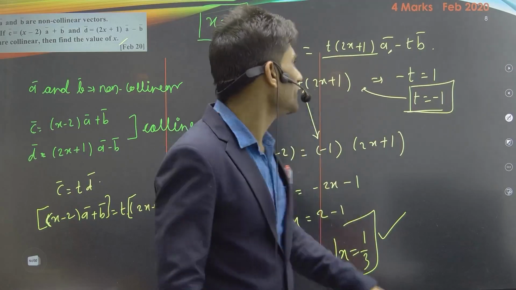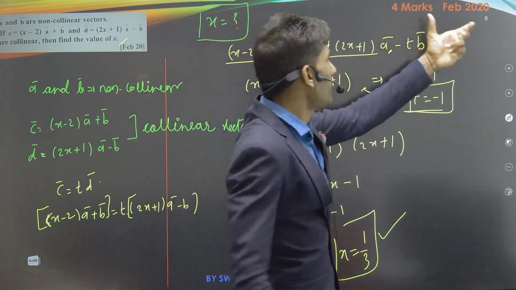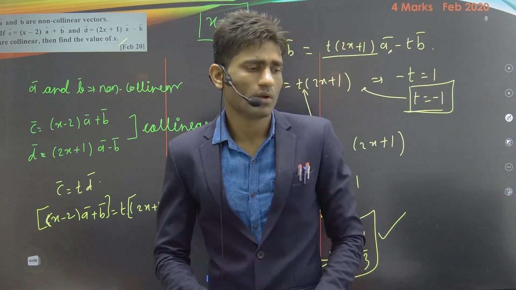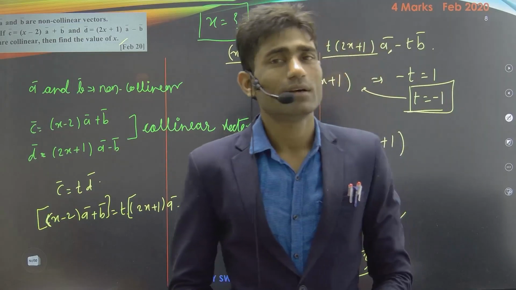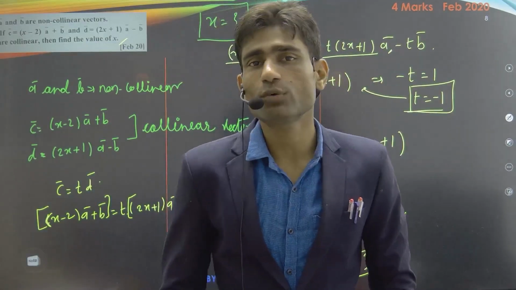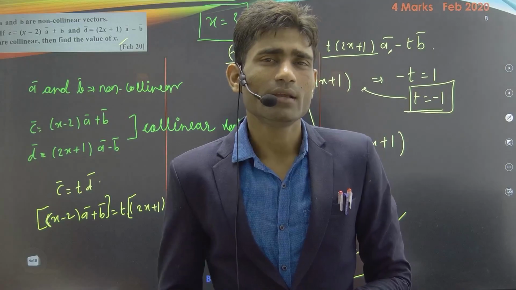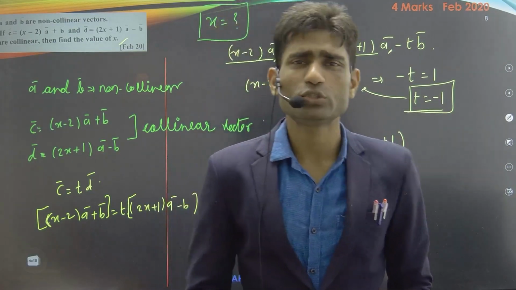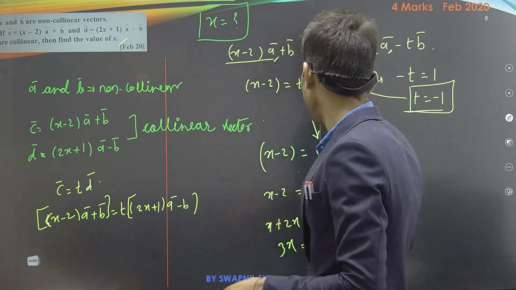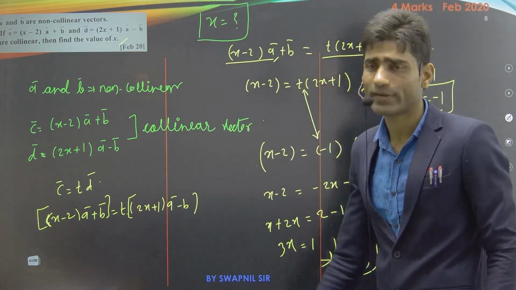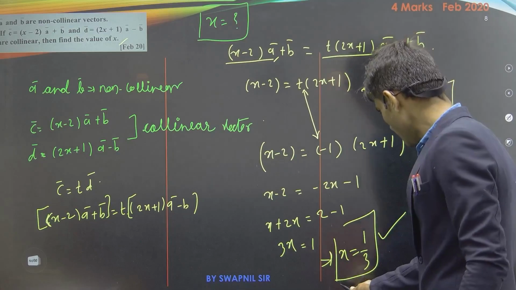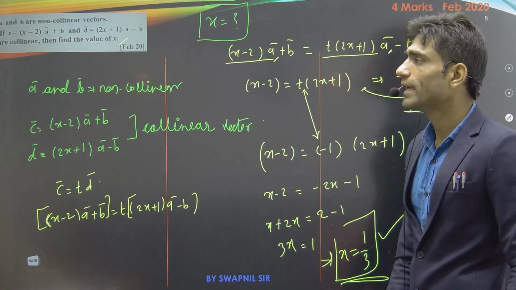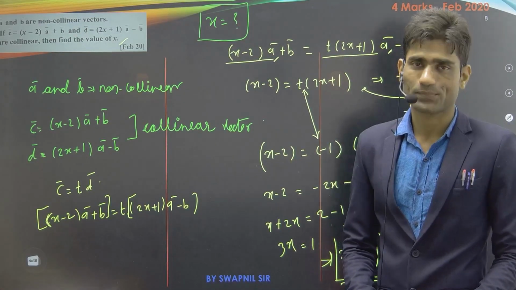Now see that this question is the latest question from the February 2020 board exam. The question was asked for 4 marks. Nothing difficult is there, you just need to apply the condition for collinearity and coplanarity, and find the position vector. Once you understand the position vector, I don't think any subsequent part is difficult. So here in our example, we got the value of x as 1 by 3.